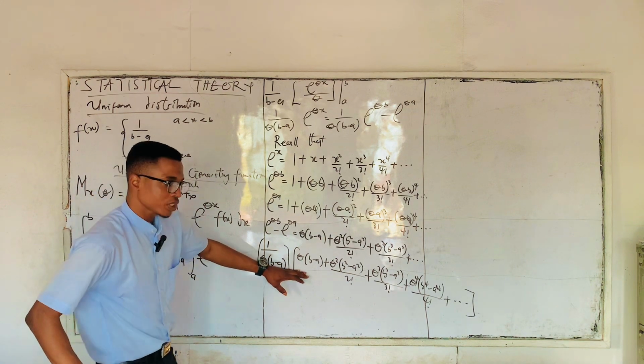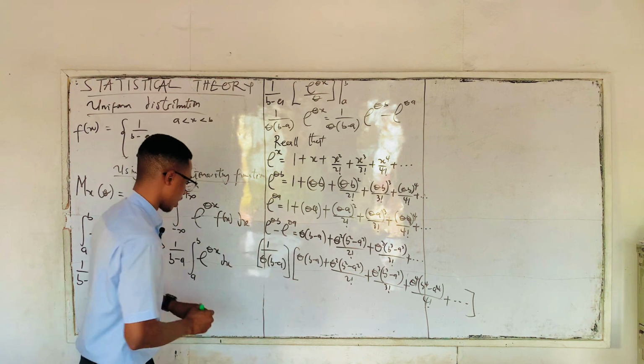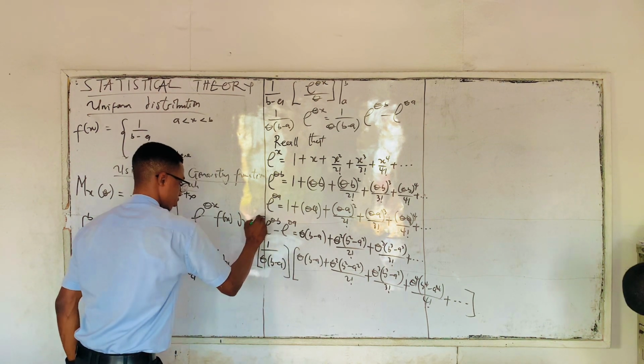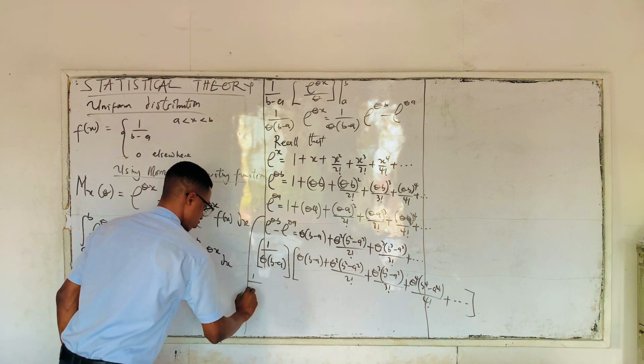Now what is common in this expression is theta. We can bring out theta. So we have 1 over theta into bracket b minus a.